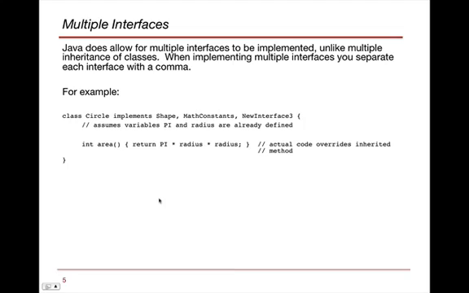Now I can use multiple interfaces, unlike classes where I can only extend one class. And that's simply done by implementing the multiple interfaces separated by commas. So if class circle implements shape, math constants, new interface 3, anything within shape, math constants and new interfaces is available to this code. So any abstract methods or function stubs that are defined within these must be declared within here and provided a concrete method. And any variables or constants that are defined within these interfaces are also available to the Circle class.